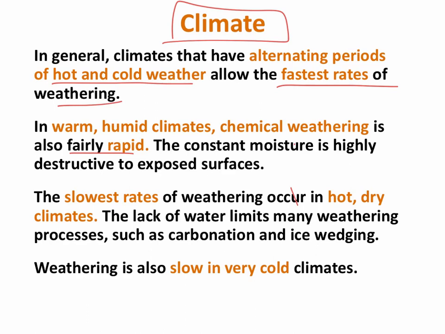The slowest rates of weathering occur in hot, dry climates, so deserts. The lack of water limits many weathering processes, such as that carbonation we talked about and ice wedging. If there's no water, there's no ice. If there's no water, there's no breaking down of a rock due to carbonic acid or carbonation. Weathering also goes slowly in cold climates, so polar climates, up in the Arctic. That's why sometimes you hear about bodies being preserved for millions of years because they're encased in ice. Well, they're not being weathered, right? If there's no liquid water flowing over them or sand blowing on them, there's less weathering.